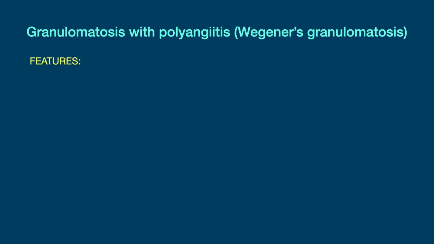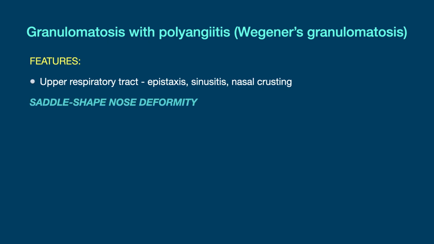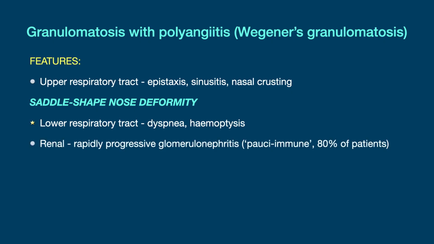Features include upper respiratory tract symptoms such as epistaxis, sinusitis, nasal crusting, and saddle-shaped nose deformity. Lower respiratory tract symptoms include dyspnea and hemoptysis. Rapidly progressive glomerulonephritis is usually present with rapidly progressing renal failure within 3 months, proteinuria, and microscopic hematuria. Other features also include vasculitic rash, proptosis, and cranial nerve lesions.